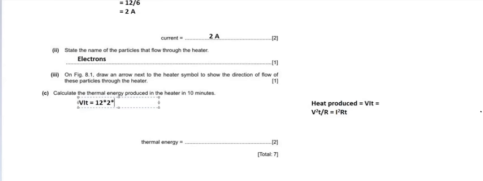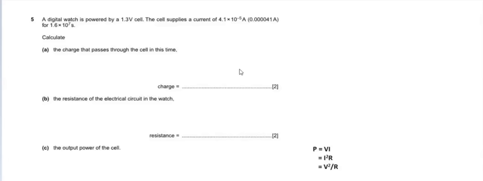And the time given is 10 minutes, and we have to convert that 10 minutes into seconds. We know that 1 minute is 60 seconds, so 10 minutes is 600 seconds. This way we have to convert everything into the SI system, then only you can solve the formula. So this calculation is coming out to be 14,400 joule, and we have to write this here also, 14,400 joule.